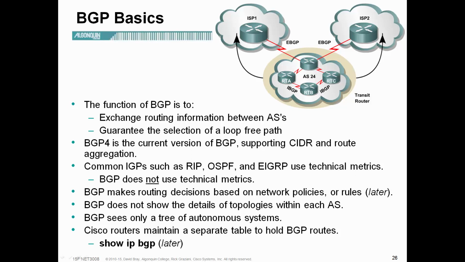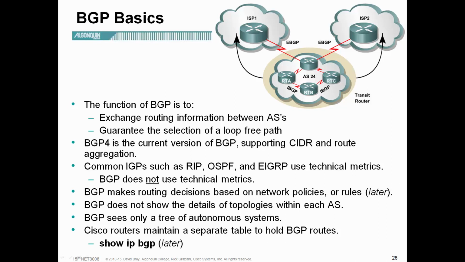Now BGP 4 is the current version of BGP, and it supports CIDR and route aggregation. Whereas common IGPs such as RIP, OSPF, and EIGRP use technical metrics to assess the desirability of the route through, let's say, a smaller number, whether it's hop count in RIP or cost in OSPF, EIGRP, BGP does not do this. It does not use technical metrics. There is a metric keyword in BGP, but you'll see later that it's really got nothing to do with the metric of the route itself. BGP makes its routing decisions based on an algorithm and on network policies.